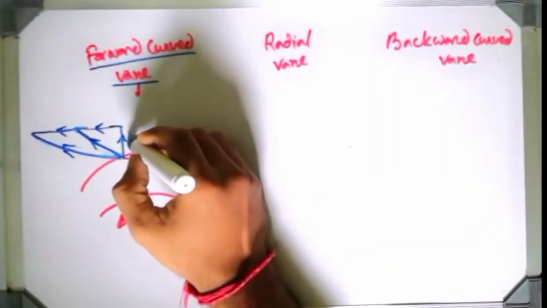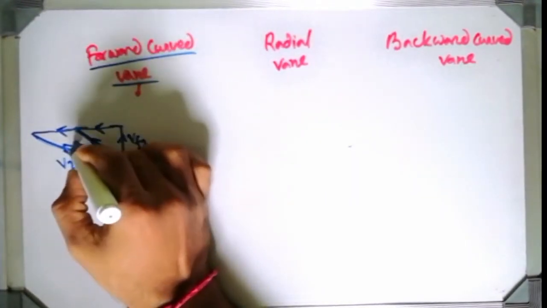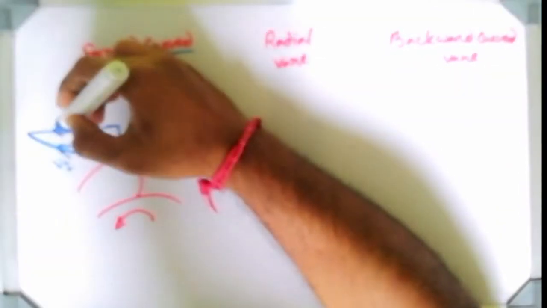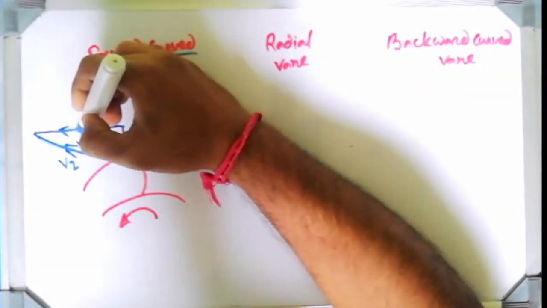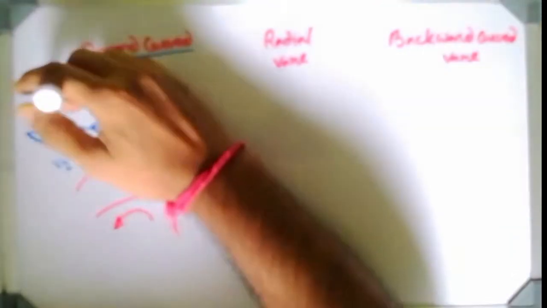Okay, all those components you know, VF2, then V2, then VR2. The important factor is what this angle will be. This angle will be phi. This angle, that means, let me show in a clear manner.